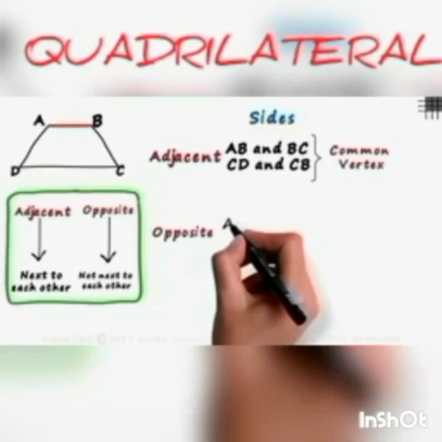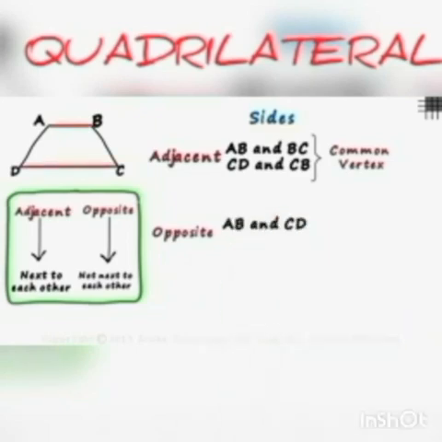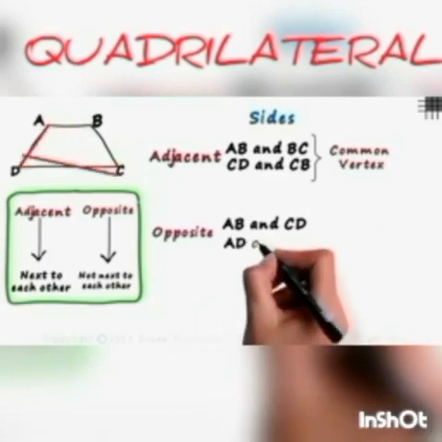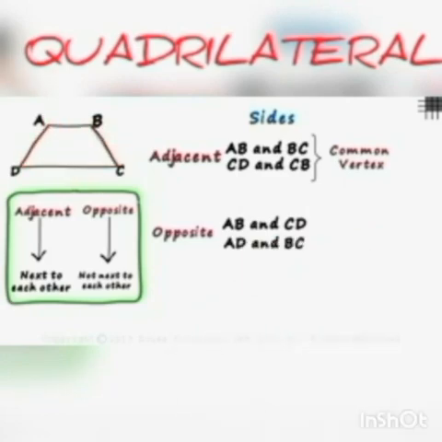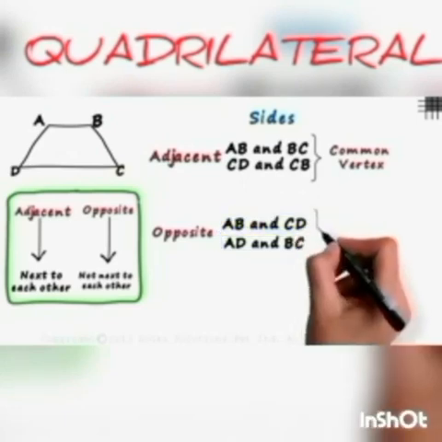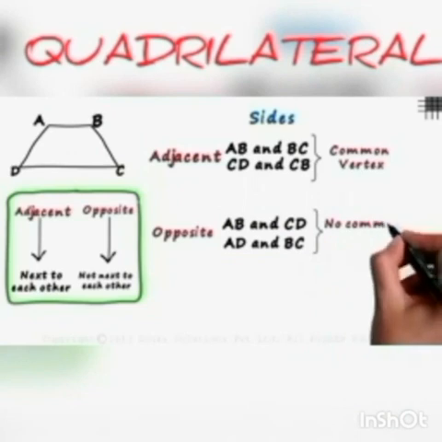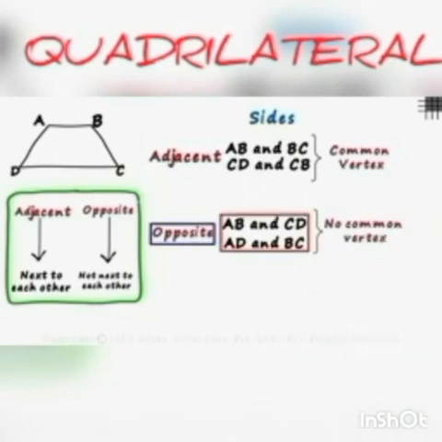Next, opposite sides. One pair of opposite sides is AB and CD. Another pair is AD and BC. In a quadrilateral, there are only two pairs of opposite sides. Opposite sides will not have any common vertex.